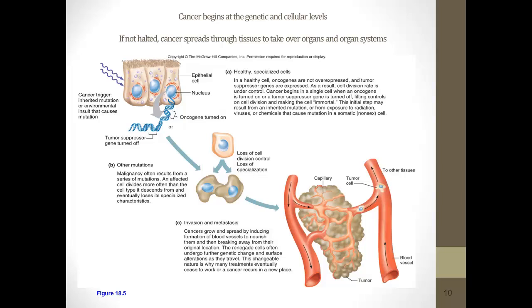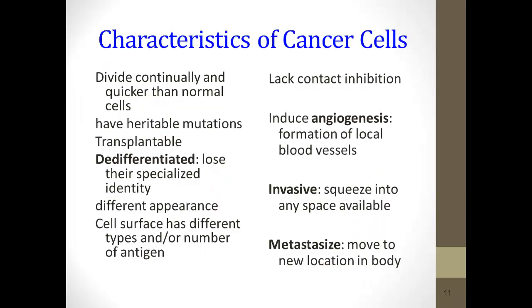So here is some more information for you to just kind of take a look at and read. It is in your book. It is a good explanation about how cancer begins and how, if it's not halted, it can spread throughout our body. So some characteristics of cancer cells.